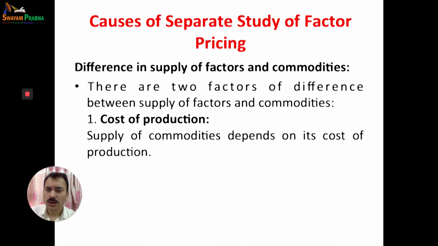Now, the difference in the supply of factors and commodities. There are two important factors of difference between the supply of factors and commodities. First, cost of production. The supply of commodities depends upon its cost of production.